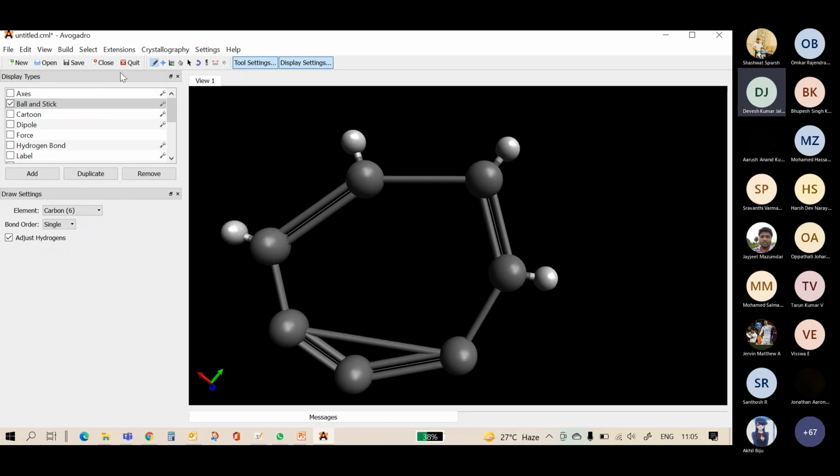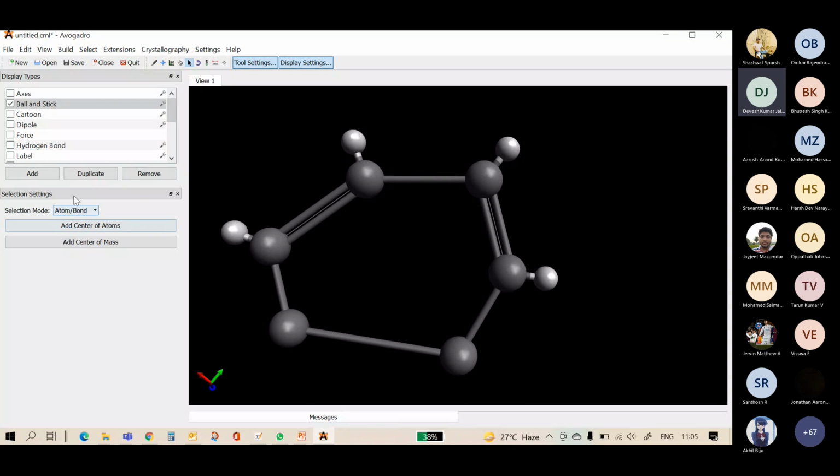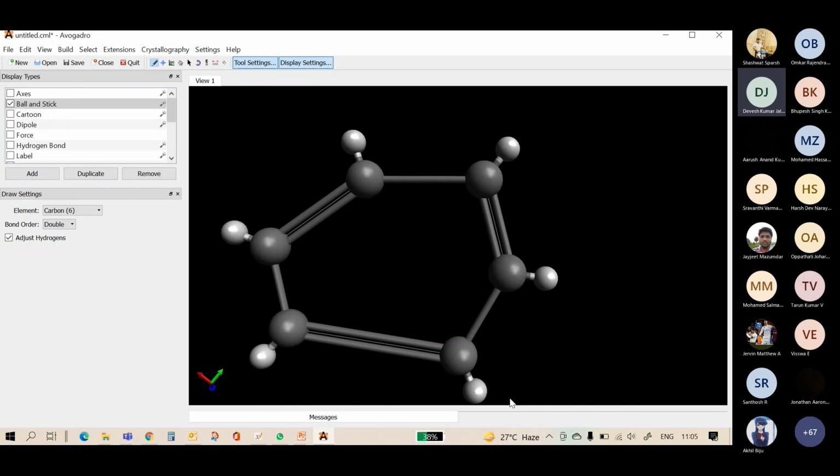So let's remove this. Select this and I'll delete it. So one double bond, another double bond, and you don't have another double bond. So click on double, click on this. Okay. Now is this molecular structure accurate?